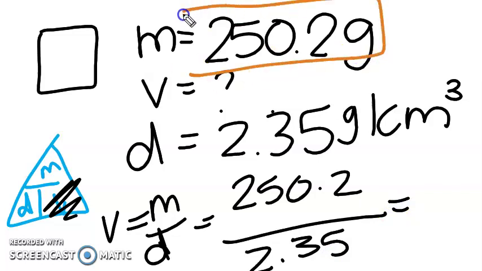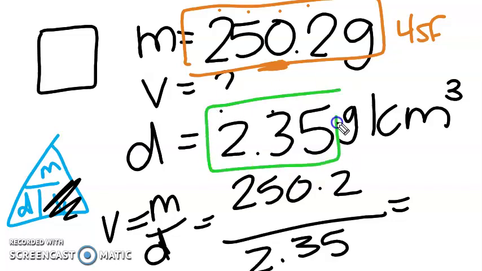So if we look at this number, 250.2, we know all the non-zero digits are significant, and this 0 is considered sandwiched. So since it is sandwiched, it would be significant. So that's going to give me 1, 2, 3, 4 significant figures. And if we look down at our density, I don't have any zeros in this number, so I know that all of these are significant. So this is going to give me 3 significant figures. Now remember, when you're multiplying and dividing, you're going to round to the least number of significant figures, meaning my answer is going to need to be rounded to 3 significant figures.